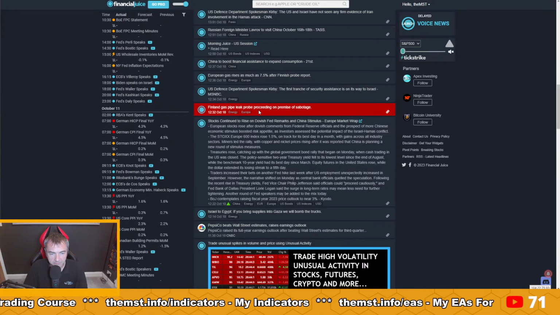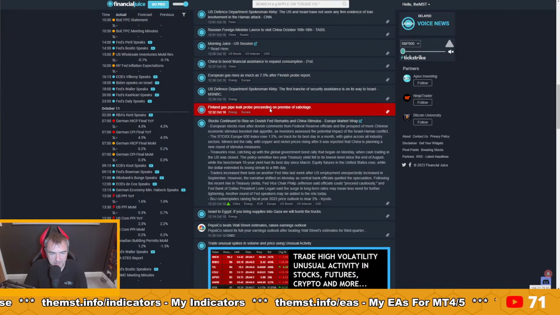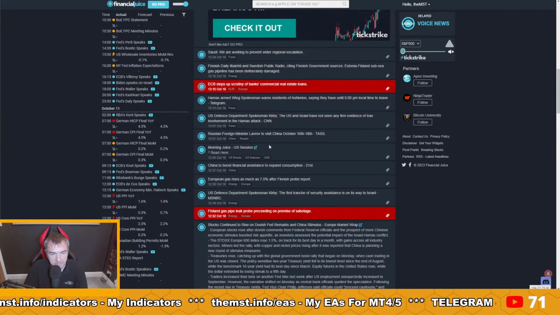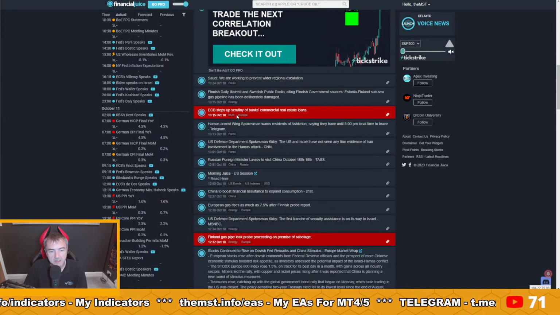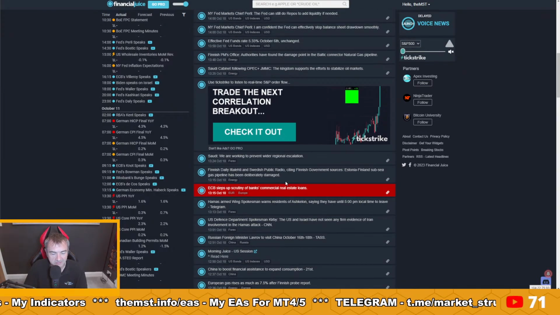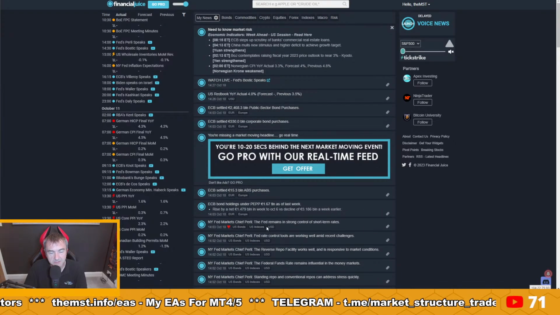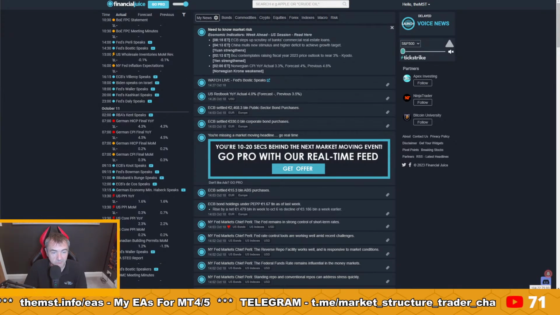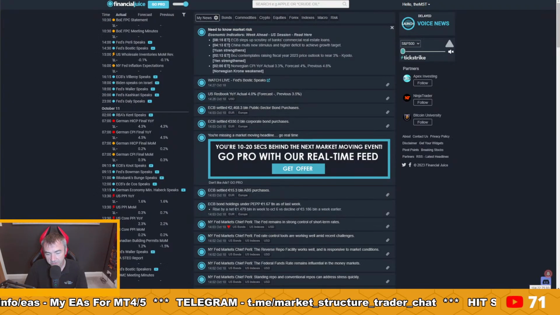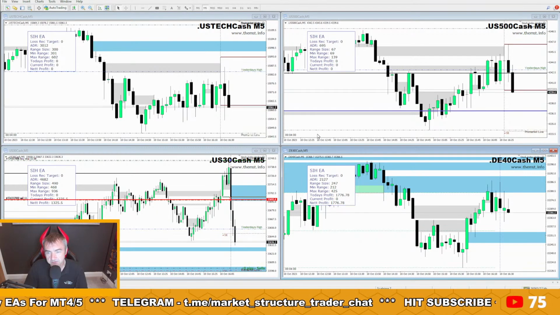Finland gas pipe leak. I didn't see that one. Finland gas pipe leak probe proceeding on premise of sabotage. All right, that's the old pipe. Yeah, we know about that. ECB steps up scrutiny of banks' commercial real estate loans. So there's just interbank stuff going on there. Apart from that, there was nothing much else. So really crappy morning for news other than forecast, which obviously was nothing. So hence why we've just had pretty normal price action so far today.